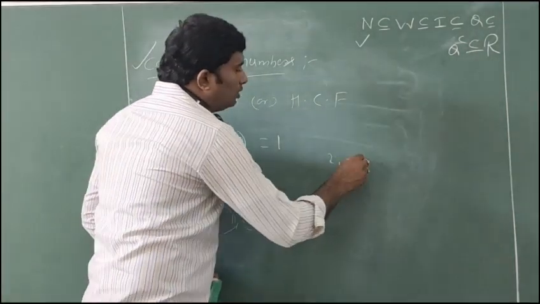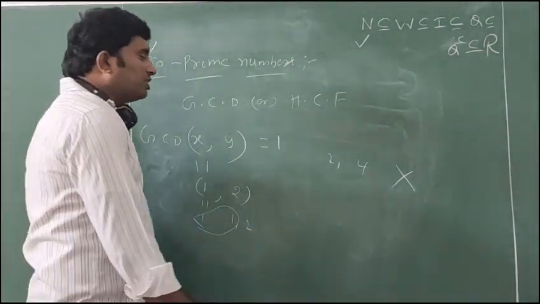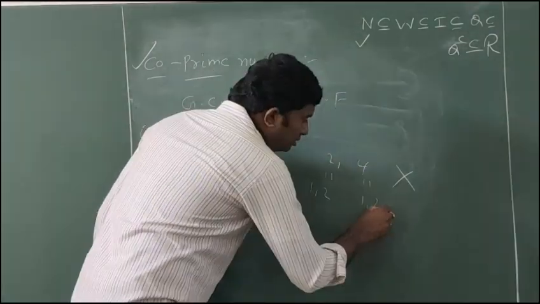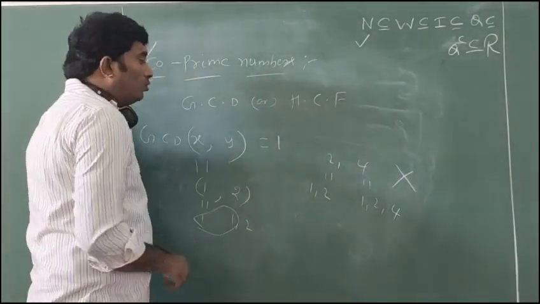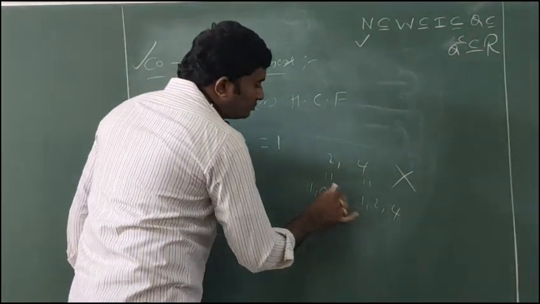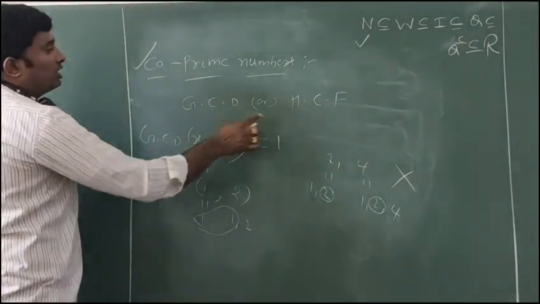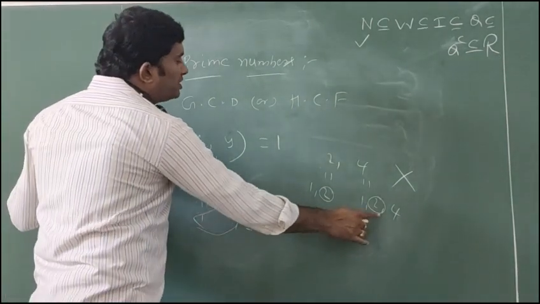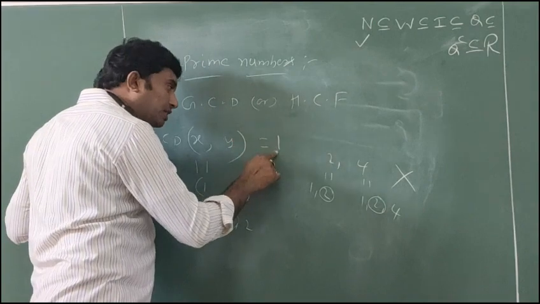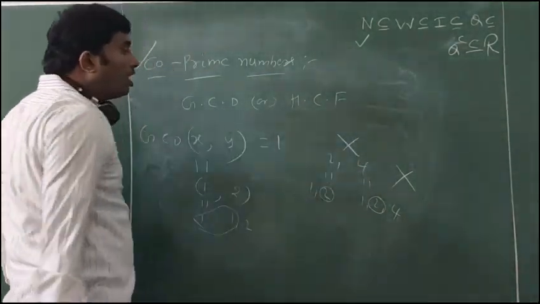If you take 2 and 4, these two are not co-prime numbers. Why? Because what are the factors for 2? 1, 2. What are the factors for 4? 1, 2, 4. Now tell me the greatest common divisor, greatest and also common. Of course, 1 is also common, but compared to 1, 2 is the greatest, otherwise highest. So 2 is the greatest common divisor. But the definition is: the greatest common divisor of two naturals is exactly 1. Then only the two natural numbers are co-prime. Otherwise, the two numbers are not co-prime.